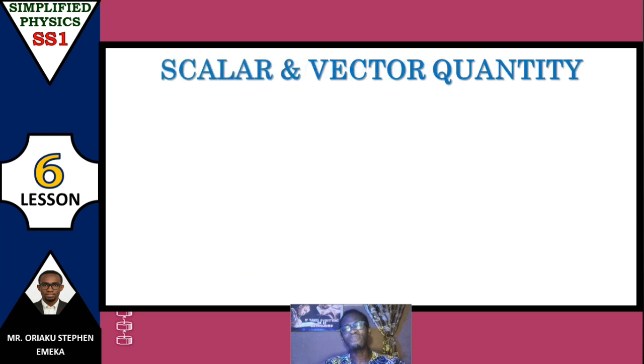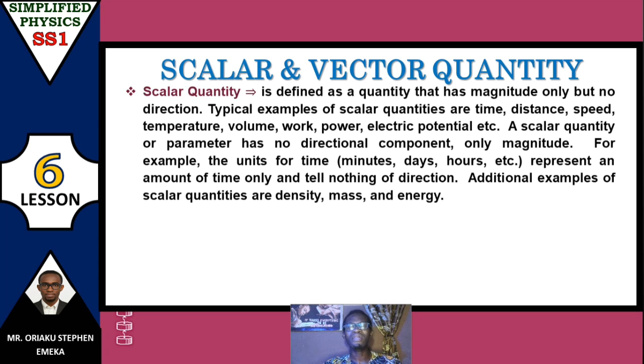Now let's talk briefly about scalar and vector quantity, because we'll be making use of that for this lecture. Now what is a scalar quantity? A scalar quantity is a quantity that has magnitude only but no direction. What is the meaning of magnitude? Magnitude means a numerical value, that is to say a number. So a scalar quantity has a magnitude, which is a number, but no direction.